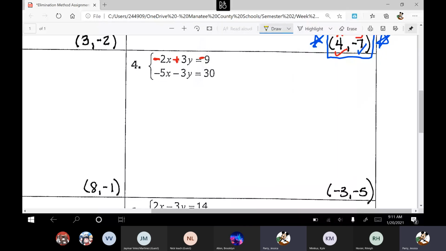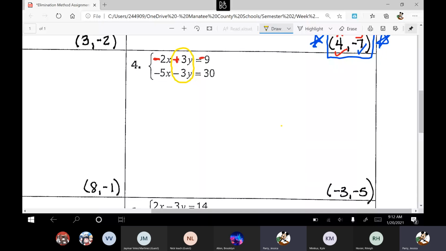Okay, so now let's double check. Do we have opposites now? Let's look here. We have a negative 2x and a negative 5x. Are those opposites, yes or no? They have the same signs and different numbers, so they are not opposites, correct? They are not. The answer would be no. Let's look on to our next one here.